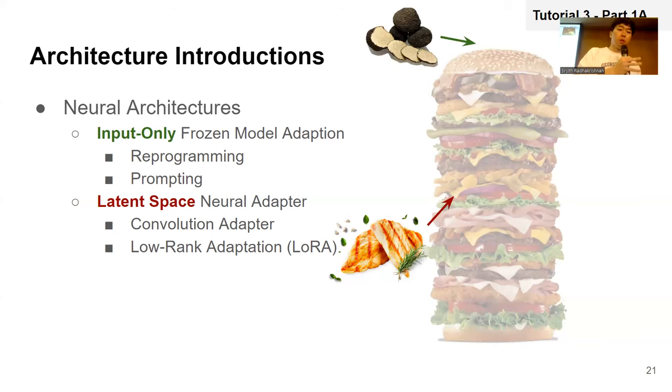The second thing I'm going to go over is latent space adaptation technique. One recent advance is convolution adapter. The other is low rank adaptation. So I'm going to talk about both techniques in this session.